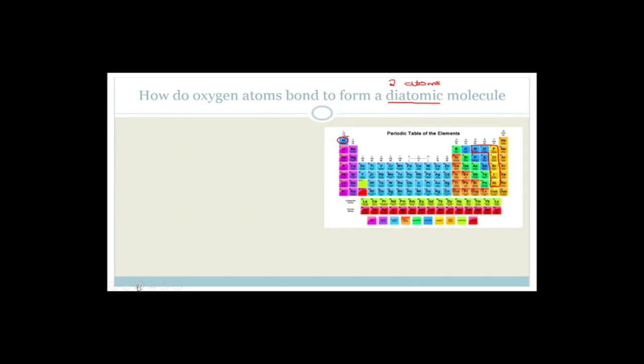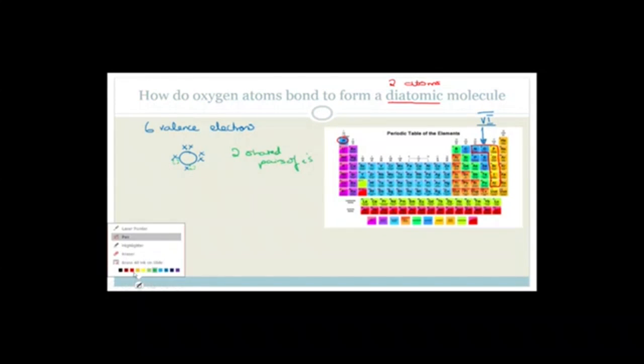So let's talk a little bit about oxygen. Oxygen is in group 6. Do you agree that it's got 6 valence electrons? If I had to draw it out using the Lewis diagrams, it's O, and it's 1, 2, and then 3, 4, 5, 6. Do you see that there is a space over here, and a space over here? So there's a possibility of 2 shared pairs of electrons.